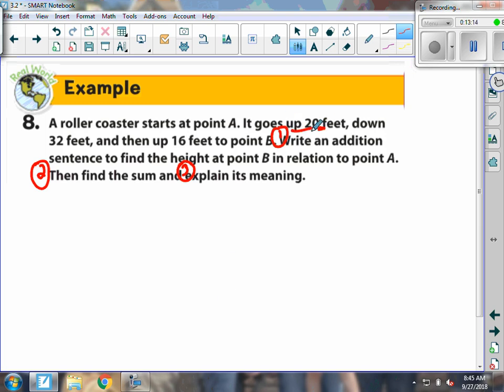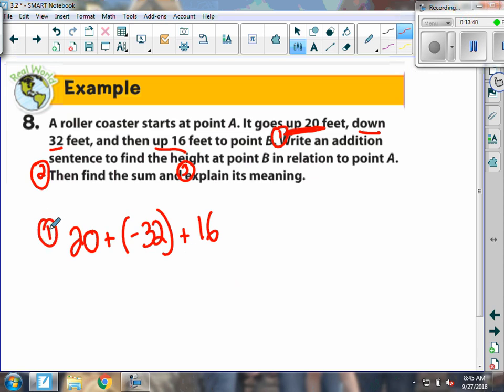So going up 20 feet, how would I write that integer? It's just a positive 20 plus down 32 feet. That integer is going to be, I write that as negative 32 plus up 16 feet. So that's just going to be positive 16. So here's my addition sentence. So there's the first part. I need to have that. My second part, we're going to work on solving this.